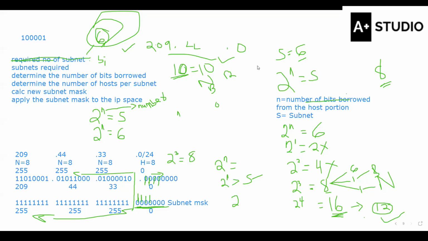I'm saying the formula for subnet. Okay, yeah, I'm on the line. I told you guys the formula for subnet is this way: 2 to the power N equals S. That is the formula for subnet.